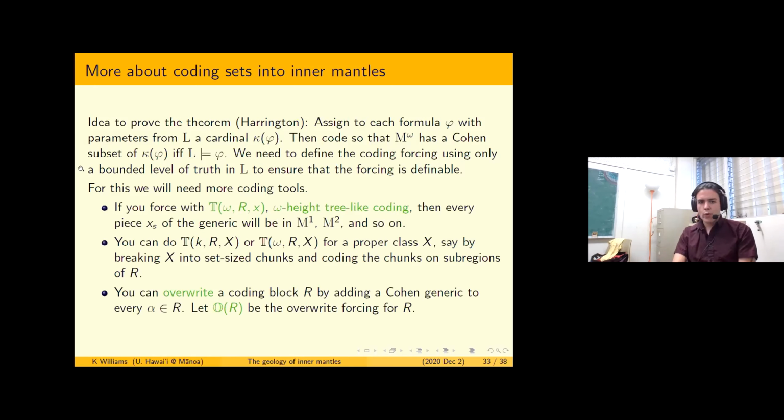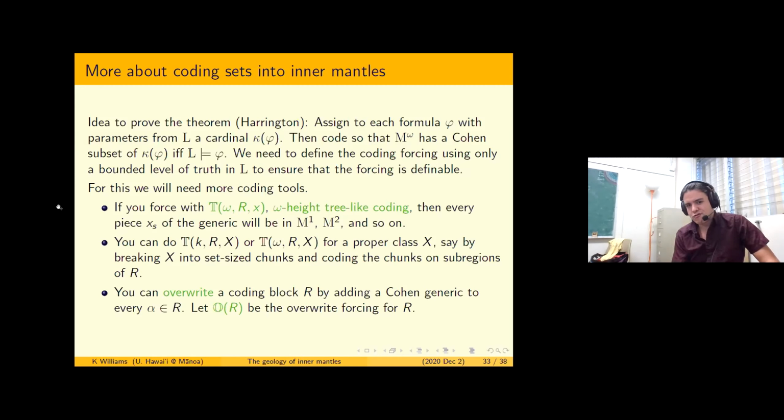Okay, so I'm going to need more coding tools, so let's talk about those. We did tree-like coding earlier of finite height. You could keep going to omega height. Just build the full tree up omega high. And if you do this, then there's no top to the tree. So if you try to dig down to the inner mantles, it's not like there's a top level that isn't coded. You take any level in the tree, every generic there was coded at the next level up. So if you take a mantle, the whole tree is still there, and everything in it is coded. So every piece of the generic is going to be in the first mantle, the second mantle, and so on. This is a way to guarantee that something gets into the omega inner mantle, because it's just going to be in everything.